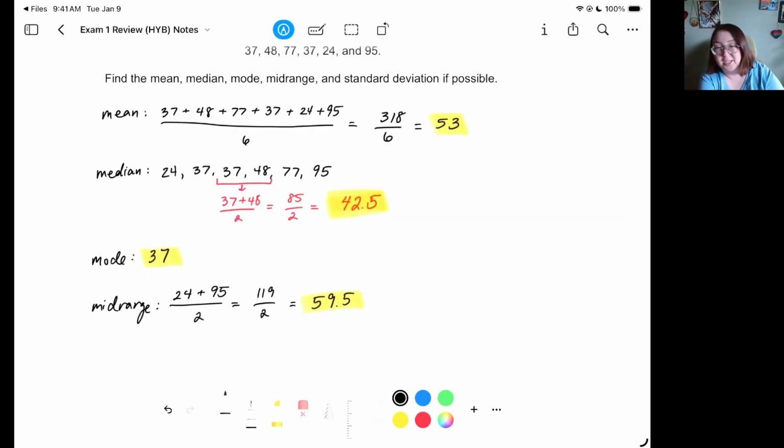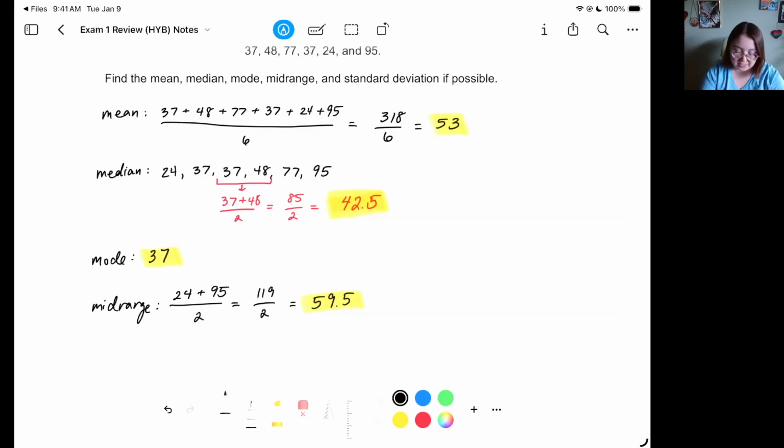which is not that close to the mean. The mid-range is not a very good way to measure the average, but it is a quick way, and that's why it's used, because it's quick, not accurate.